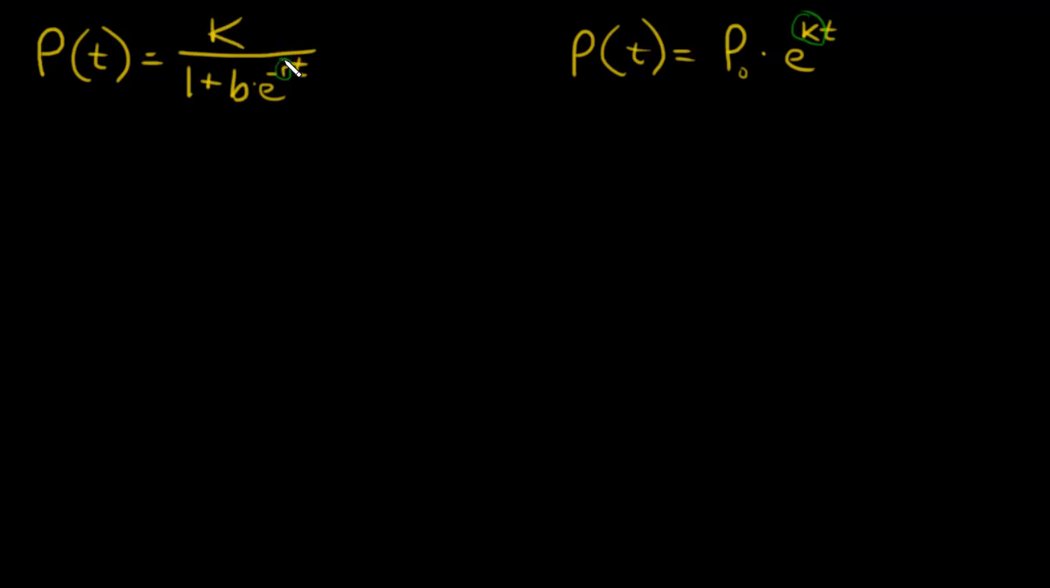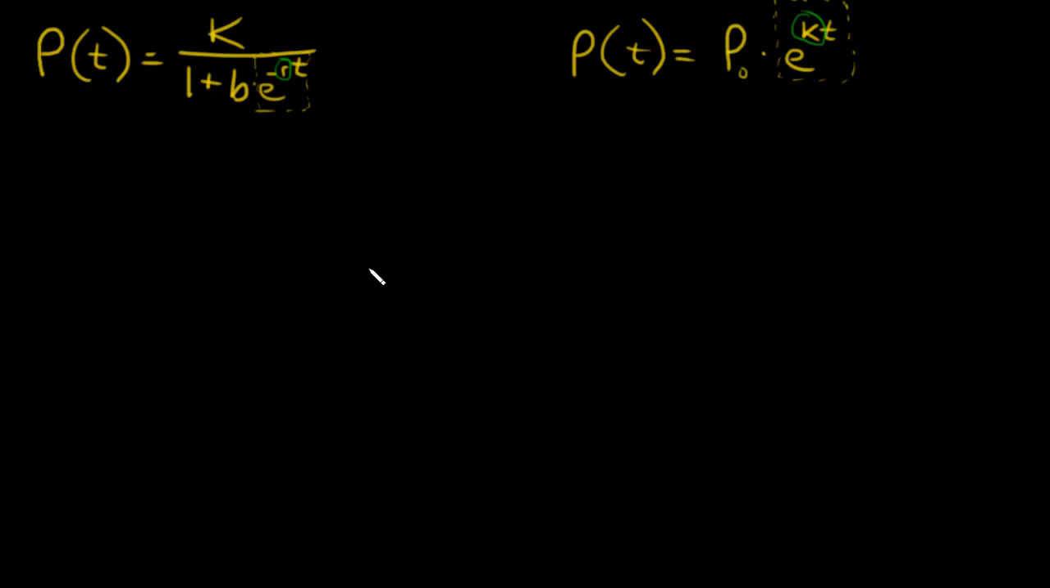Okay, so with that in mind, if you look at this carefully, you've got e to the negative rt here, 1 over e to the negative rt, and then here you've got e to the kt. This piece right here is very similar to this piece.